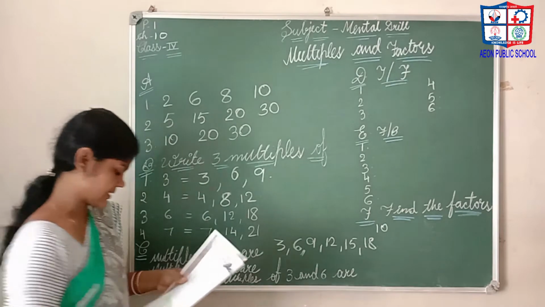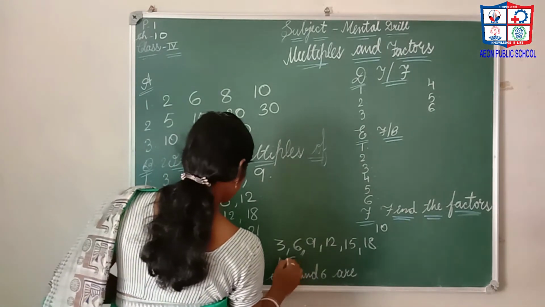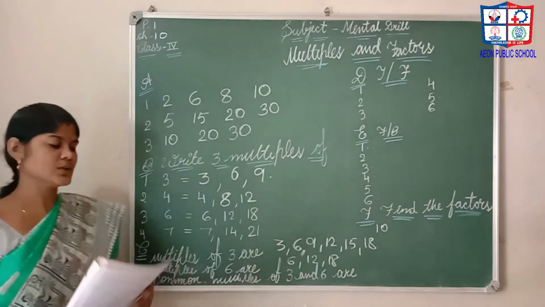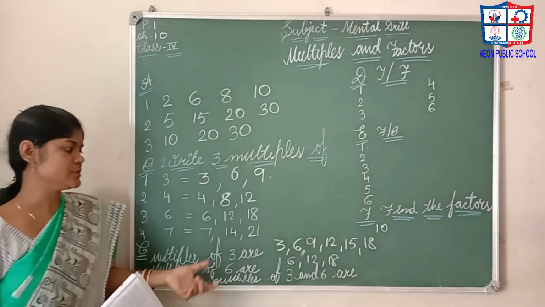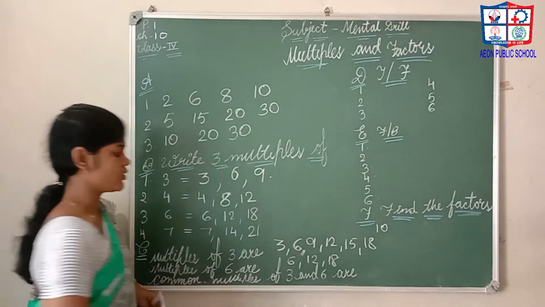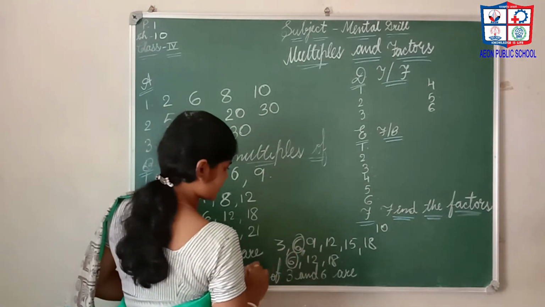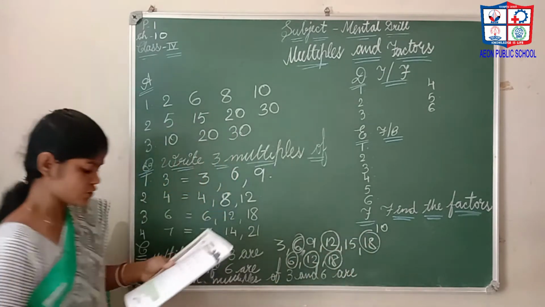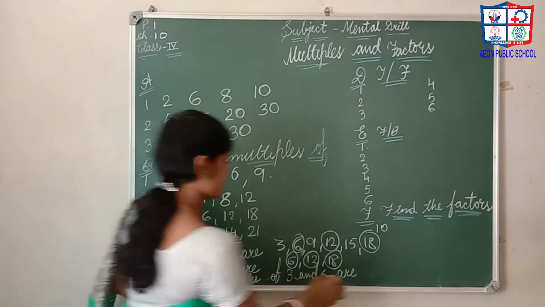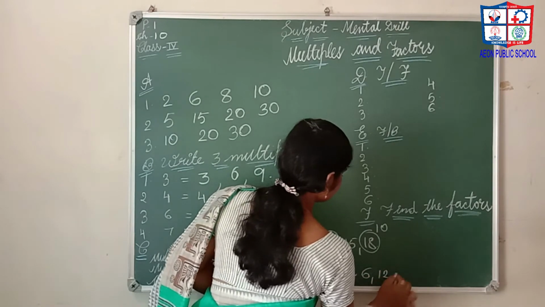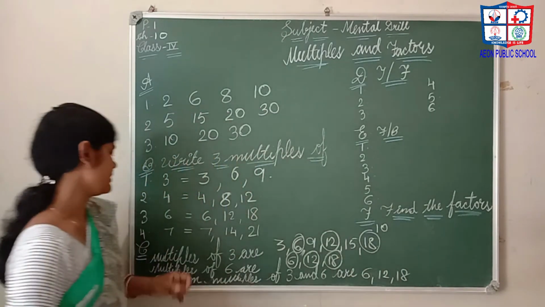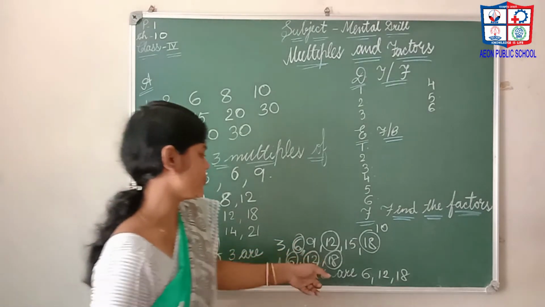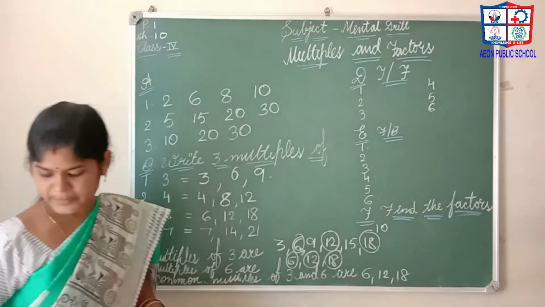Next, multiples of 6. What are the multiples of 6? That is 6, 12, 18. Only these 3. So now what they are asking? Common multiples of 3 and 6. So what are the common things? 6, both are common. 12 is there and 18 is there. So in these multiples of 3 and 6, common multiples are 6, 12 and 18.